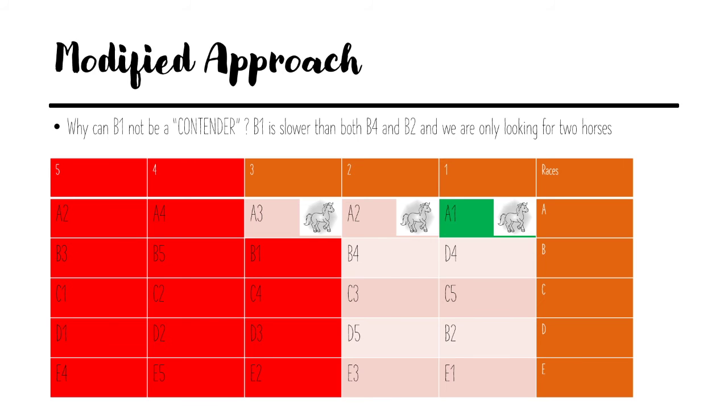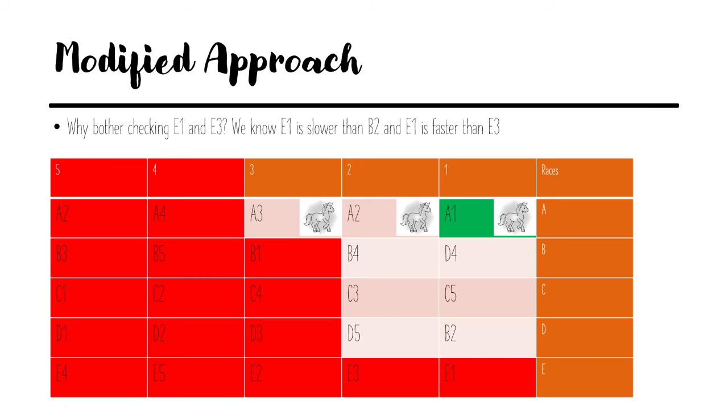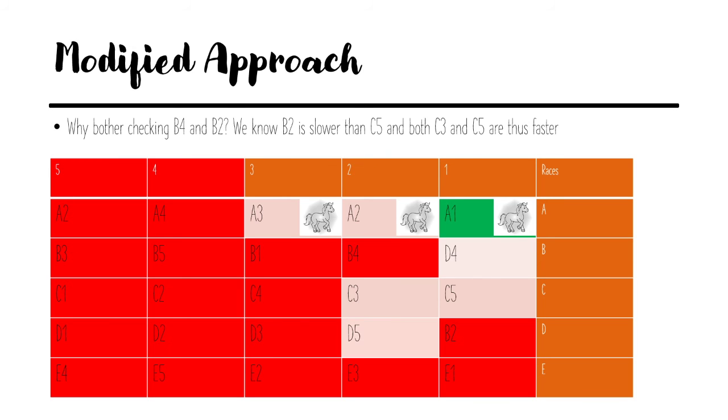Now let's take a step further. What else can we eliminate? We can eliminate E3 and E1. Okay, why can we eliminate that? In our 6th race we noticed E1 is the last horse, so we have at least 3 other possibilities which are faster than E1, and E3 is slower than E1, and we already know that E1 is not going to cut it because we have 3 other horses which are faster. Let's eliminate them both. Okay, let's think further. What else can we eliminate?